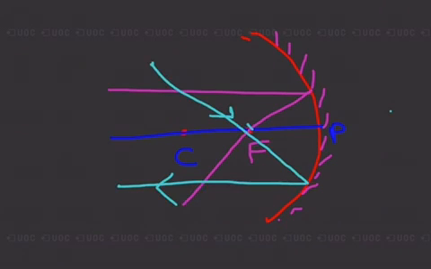The point where the rays converge is the image, and in this case the image is real. So when is an image called real? The real image is when these reflected rays actually converge. We see that these rays actually meet at this point, they actually reflect and intersect here. So that is when the image is called real.